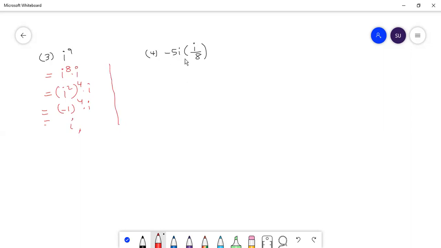Next, we have another problem: minus 5i into i by 8. So this becomes minus 5 by 8 i square. Actually, here in this question, you can write it in a plus ib form, right? So 0 plus i into 1 you can write. Now it is in the form of a plus ib. Here i square is minus 1, so minus 5 by 8 into minus 1 is equal to 5 by 8. Now I can write it as 5 by 8 plus 0 into i. Now it is in the form of a plus ib.